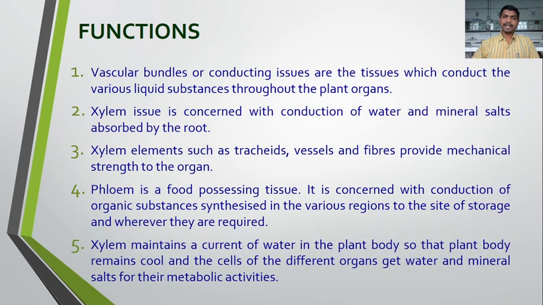Last function: xylem maintains a current of water in the plant body so that the plant body remains cool and the cells of the different organs get water and mineral salts for their metabolic activities. So to maintain the temperature of the plant body, because the plant performs photosynthesis during daytime in the presence of sunlight, the temperature becomes one of the critical factors for the survival of the plant. So to prevent the overheating of the plant, to keep the plant body cool, the xylem maintains a current of water in the plant body. So the different plant organs get water and mineral salts for their metabolic activities.